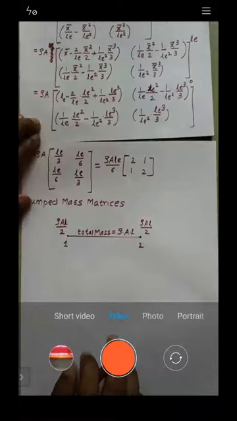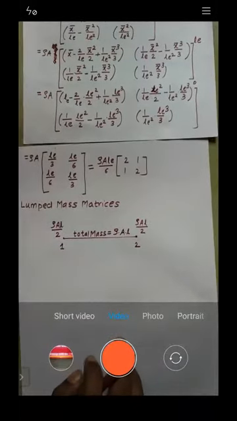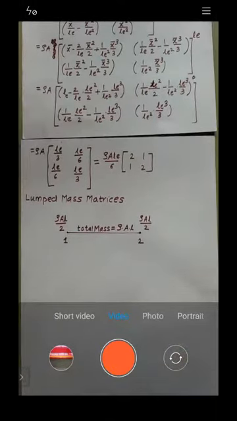Is it okay? Total mass was rho AL. So out of rho AL, rho AL by 2 will go to node 1 and rho AL by 2 will go to node 2. Is it okay with this one or not?